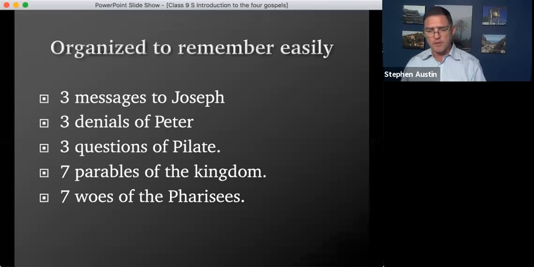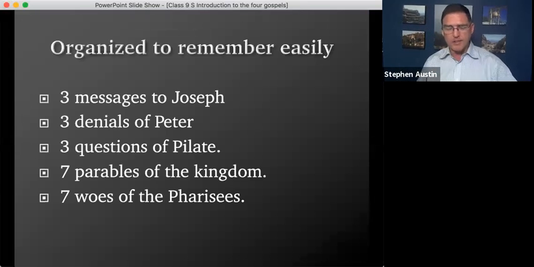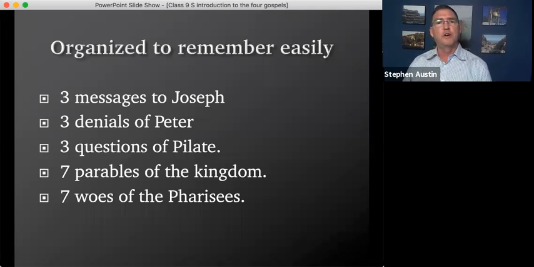Then one of the characteristics of Matthew is that as an accountant, a tax collector, he's probably pretty organized. And so he seems to have things in threes as maybe a memory cue. So 3 messages to Joseph, denials of Peter, questions of Pilate, then 7s, parables or woes. Again, these are ways that the gospel could be transmitted orally, as it was for many years, maybe several centuries, before finally we had the whole collection in the Bible. All right, so those are some things about the Gospel of Matthew that are important to remember as we study that, some background information.